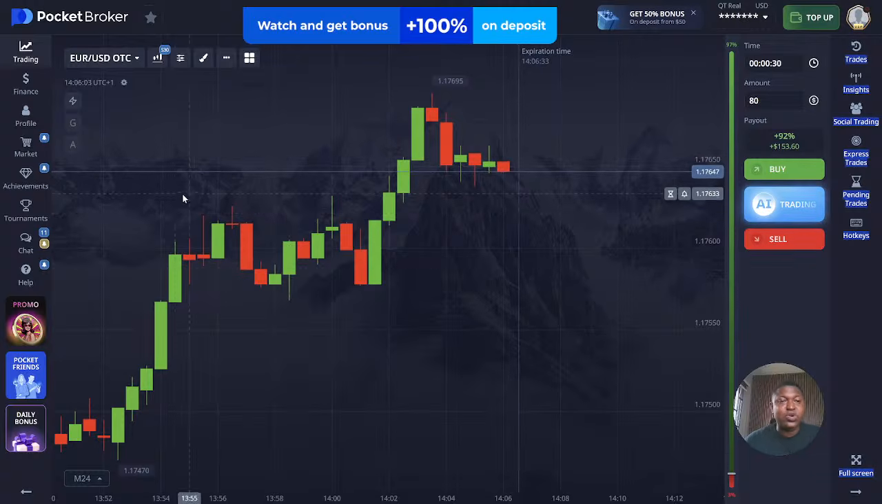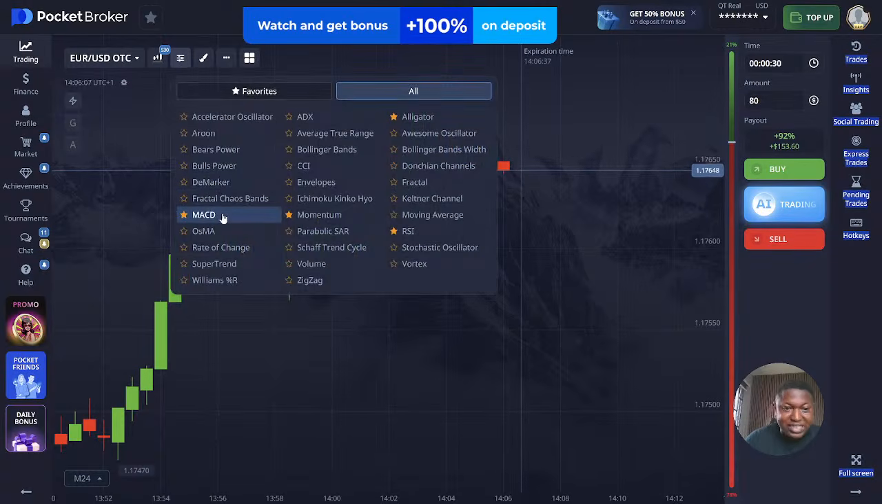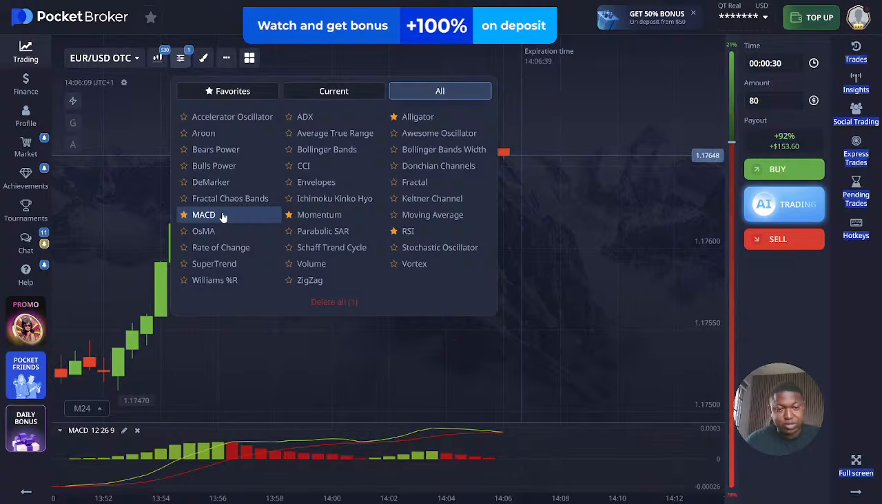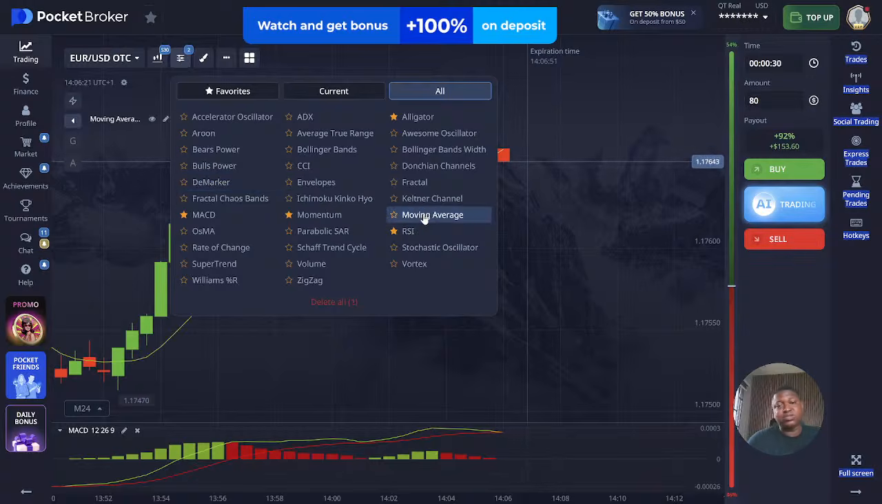So let's quickly go and add our indicators. You go to the indicators tab and select the MACD, and then you select the EMA or the MA, which is the moving average. You just have to look for it, moving average. Look at it here, so select it. If you're not that familiar, you just have to go through them one after the other.